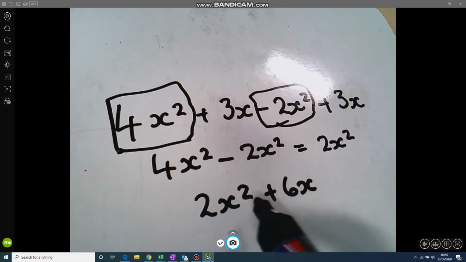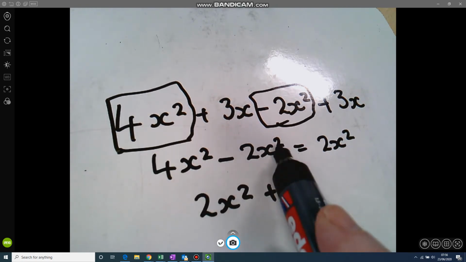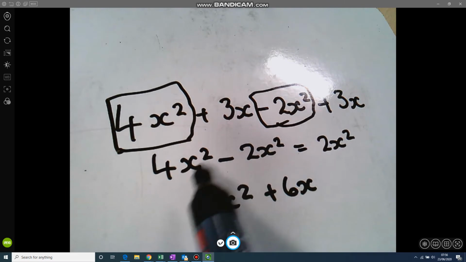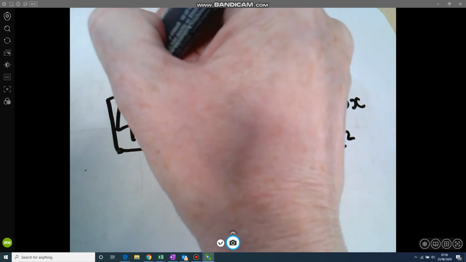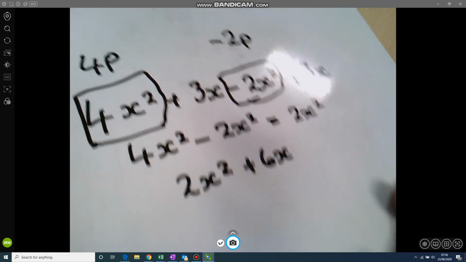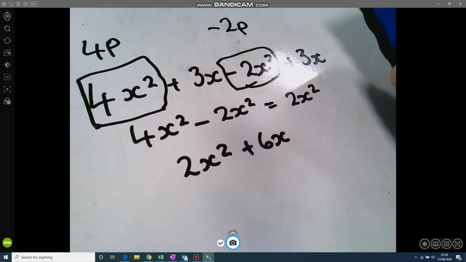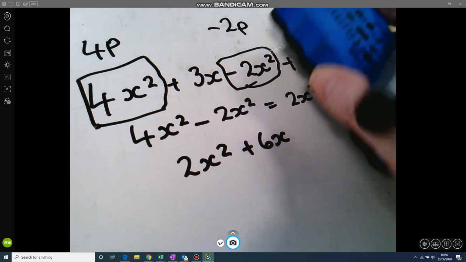So don't be fooled when they put the x squared in there. They just become like terms in the same way as if it was written 4p minus 2p. It's just the same. You just have to make sure that you're adding or subtracting the like terms.